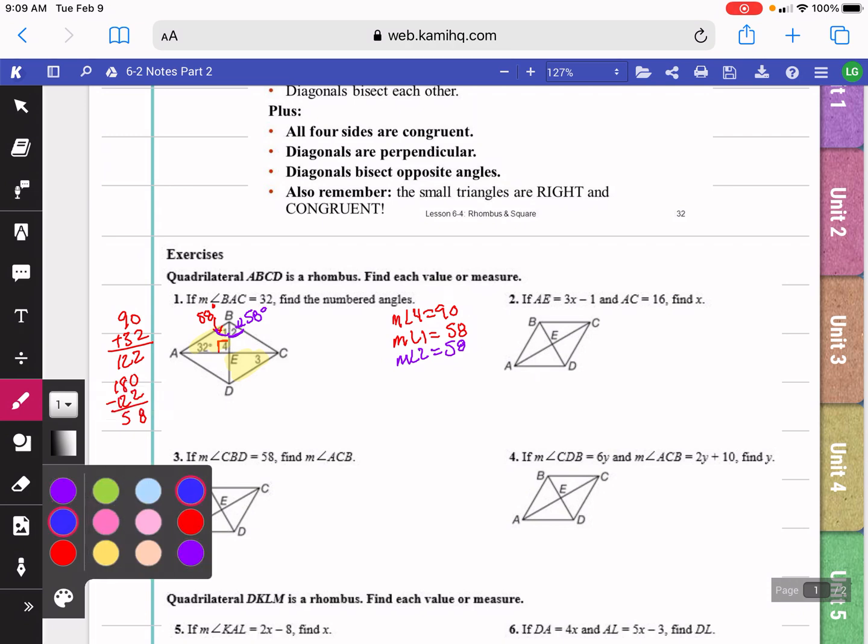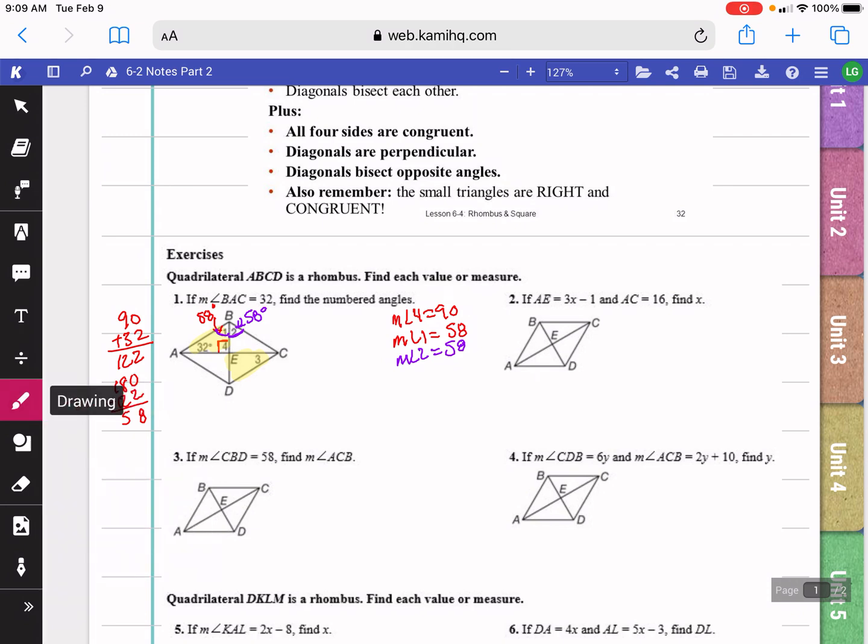In previous lessons, we learned about alternate interior angles. So here, the 32 degrees would be congruent to angle 3. So angle 3 is also 32 degrees. And again, that's because they're alternate interior angles, and alternate interior angles are congruent.